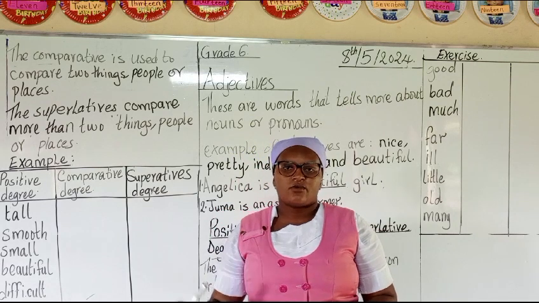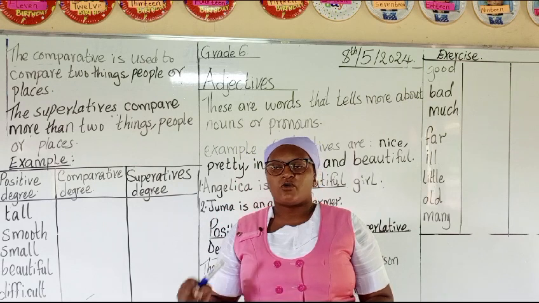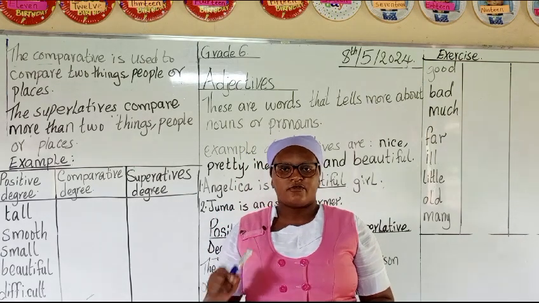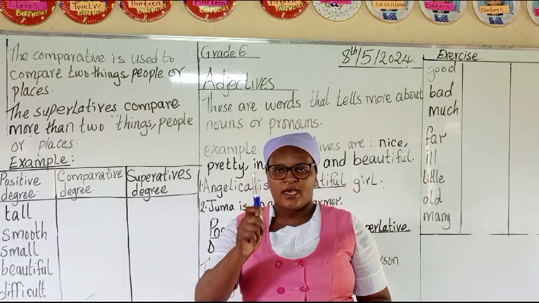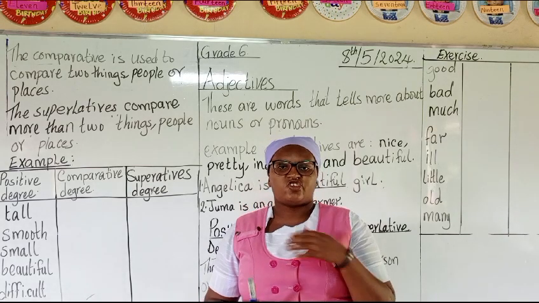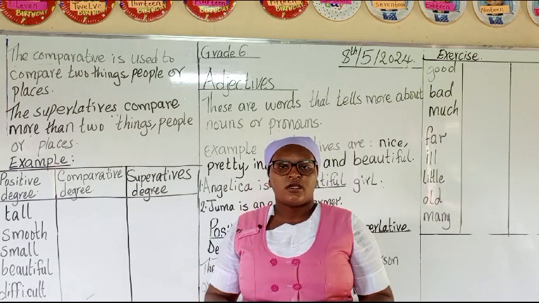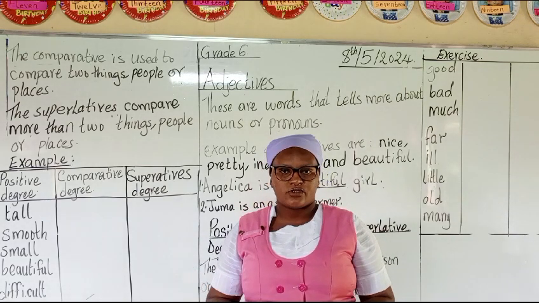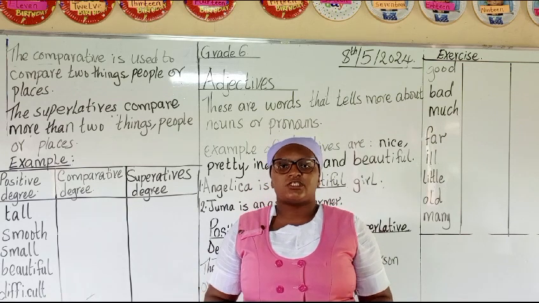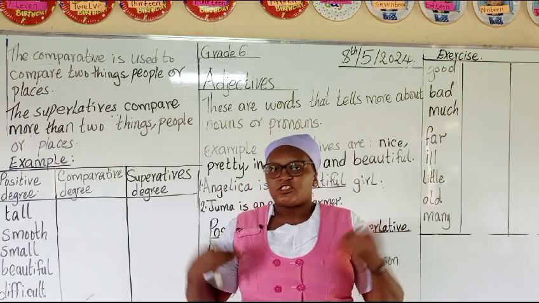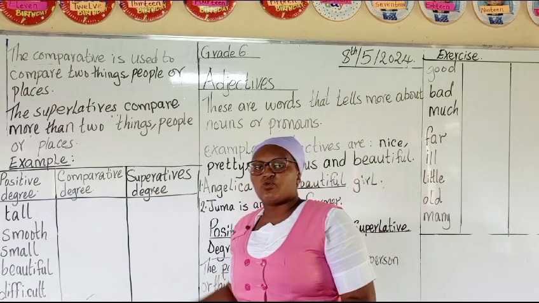Now, what is a noun? A noun is a naming word. It can name a place, a person, or a thing. For example, pen, teacher, blackboard, school. Those are examples of nouns. So these adjectives will tell us more about the pen, about the teacher, and more about the school.